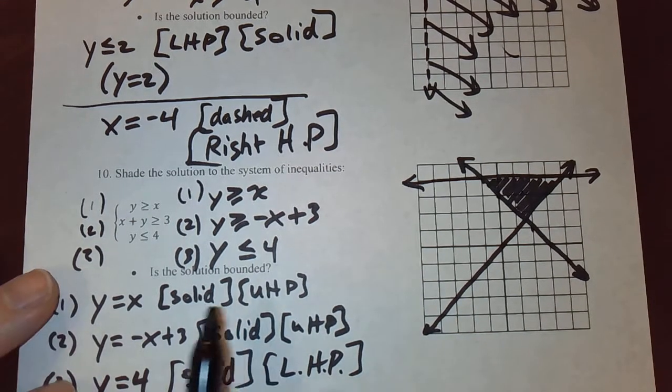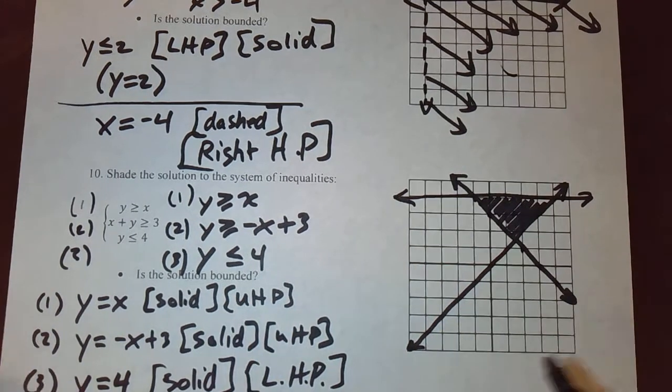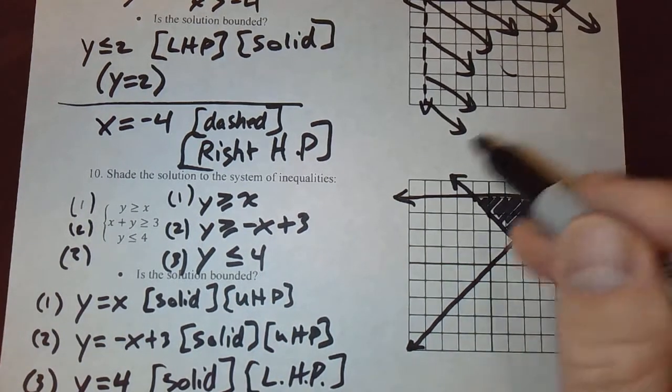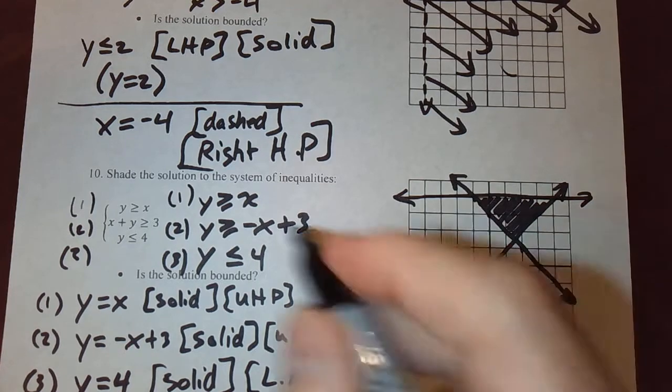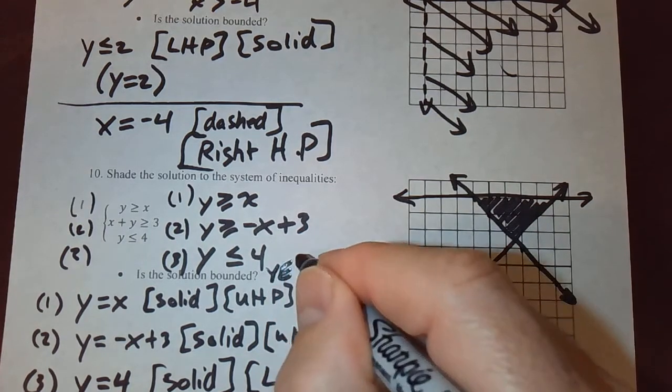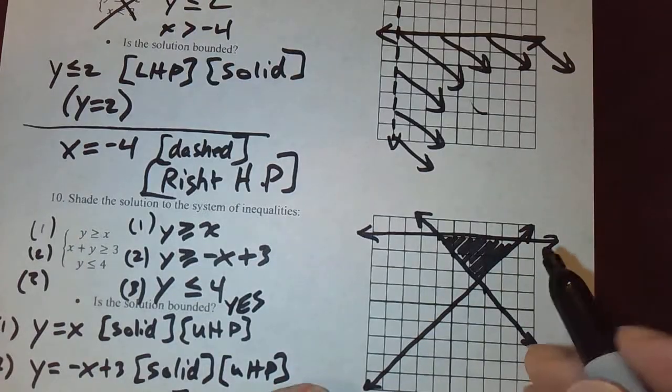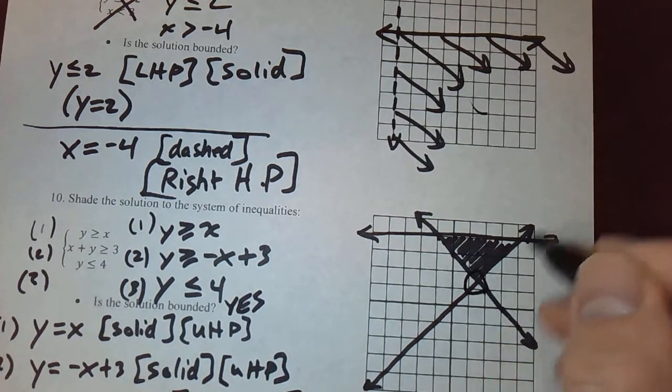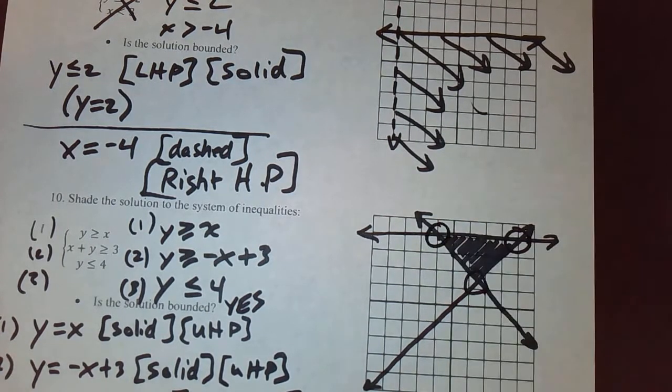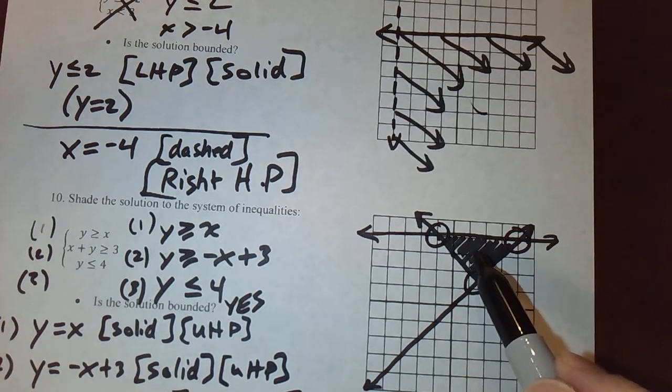All right, is the solution bounded? Well, of course it is. Here's one. I could just draw a circle right around it. So therefore, this one is bounded. And we weren't asked to identify the corner points or each vertex, but it would be those 3 corner points that are touching the shaded region.